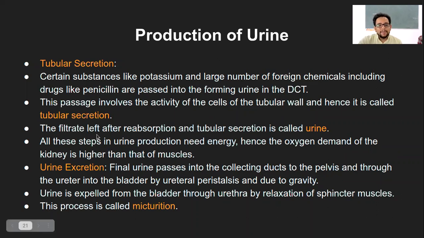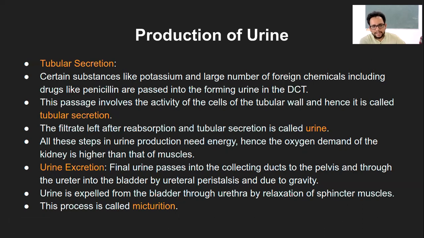And now whatever filtrate is left after reabsorption as well as tubular secretion, that is what is called urine. And all these steps in urine production need energy, because they always happen against the concentration gradient, because it's a selective process. Hence the oxygen demand, ultimately the energy demand, of the kidney is much higher than that of muscles. That is just one fact here. So that is the whole mechanism of the production of urine.